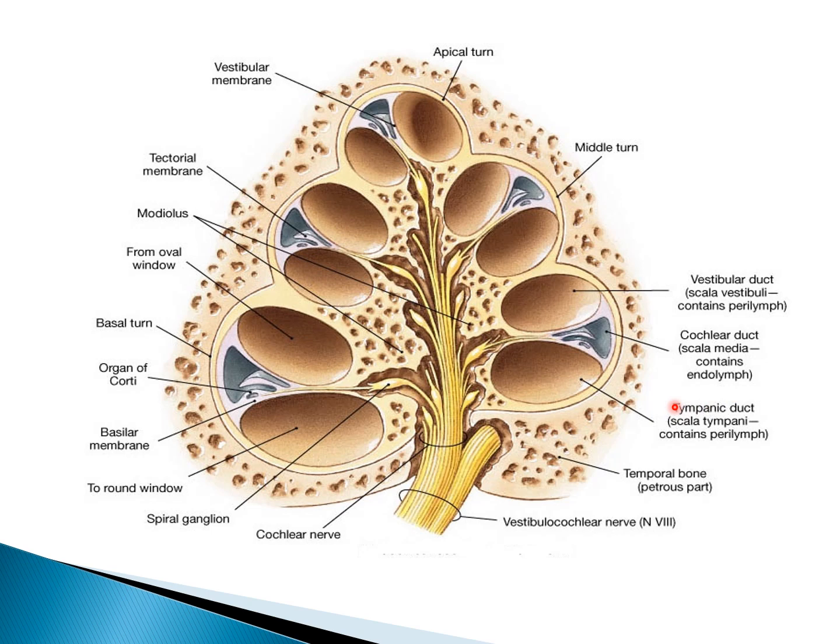So again here we can see the cut section of the cochlea, where we can see that these are the basal turns, these are the middle turns, and these are the apical turns. Then this is the central bony pyramid, which is called modiolus, and the axons of the hair cells, they form the spiral ganglia, and ultimately all these spiral ganglia unite to form the cochlear nerve, which combines with the vestibular nerve to form the eighth nerve, or the vestibulocochlear nerve.